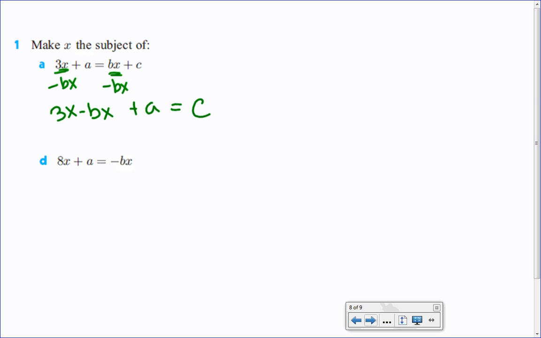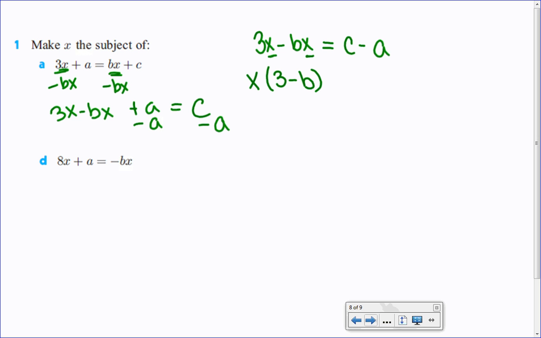a doesn't have an x, so we're going to move that to the other side. So 3x minus bx equals c minus a. Okay, and then similar to equating parts of surds, notice we've got an x and an x. So we're going to factor out that x. Okay, so we're going to have x times 3 minus b. That's what's left when we factor an x out of each of those, is equal to c minus a. And we want to do that because we're trying to solve for x. We want to be able to get x alone.